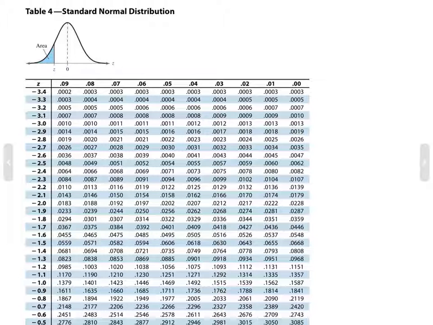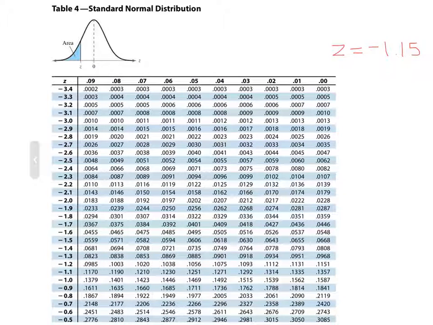So here we see in the picture at the top that this table does display the area that is below that respective z-score. So we're looking for a z of negative 1.15. So we have to go to the z column and look up negative 1.1, which clearly is right here.